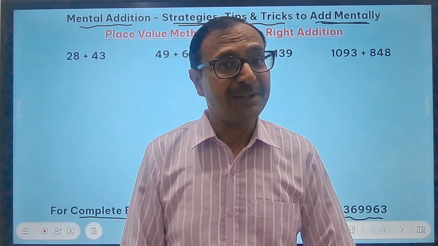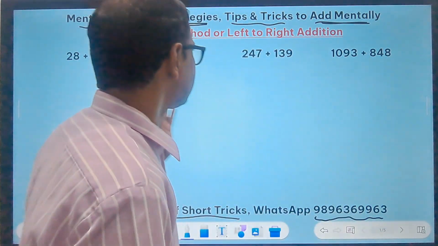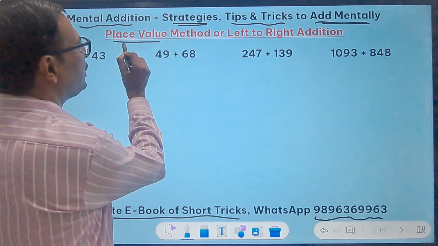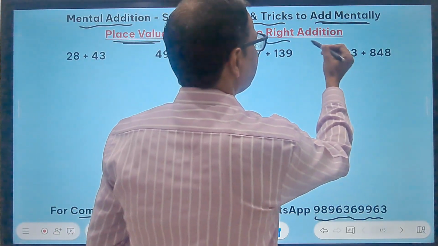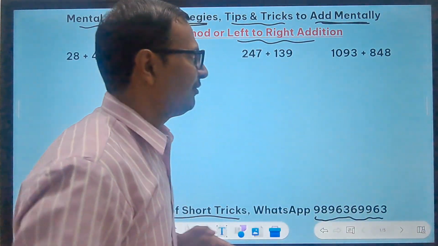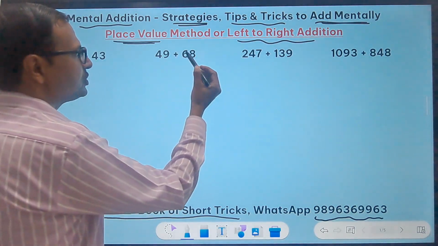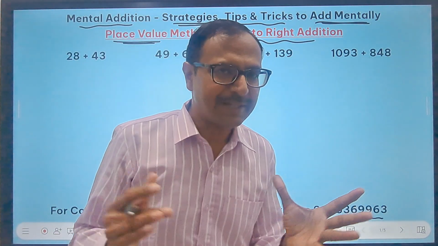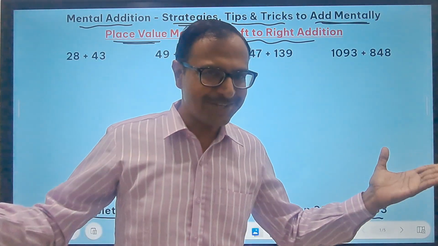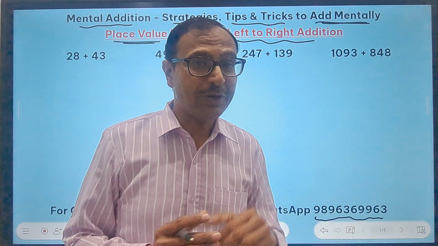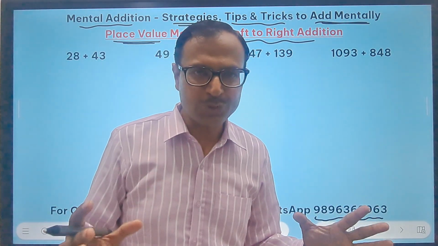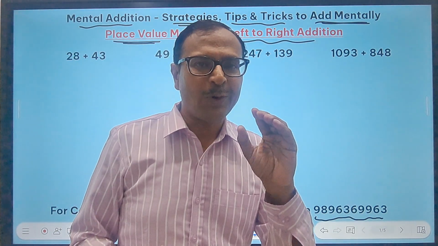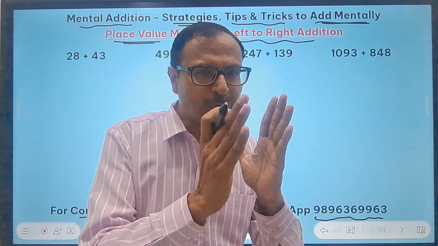Let's have the first method, friends. The first method is known as the place value method or left to right addition. Normally, when you are asked to add 2 numbers, you add from right to left, right? That's the traditional thing, but nothing traditional in this video. So we are going to deviate from the traditional approach. So now, how do we add numbers from left to right?